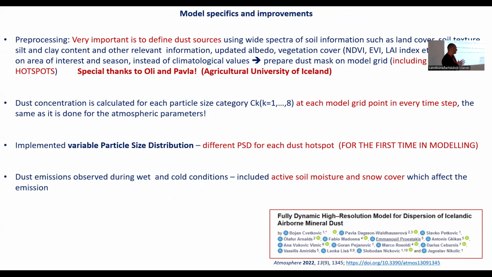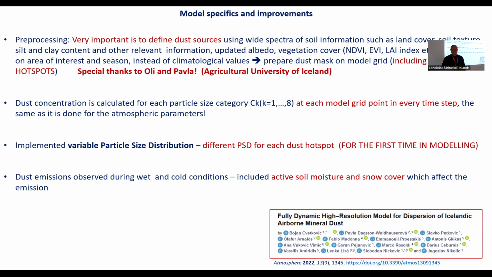The first, very crucial thing is preprocessing. It is very important to define the dust sources. To do that, you need a wide spectrum of information, starting with land cover, textures, and silt and clay content in the soils. Another relevant information is albedo, soil moisture, and NDVI and EVI indices, in other words, vegetation cover over these sources.